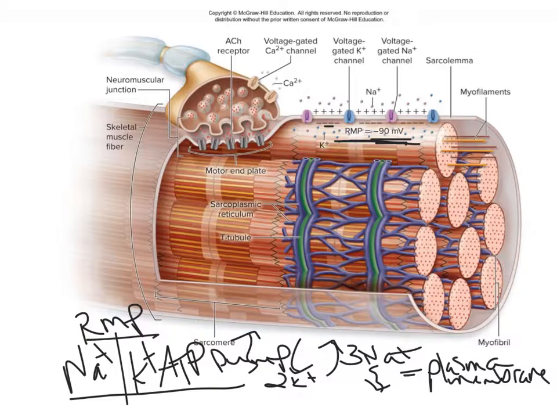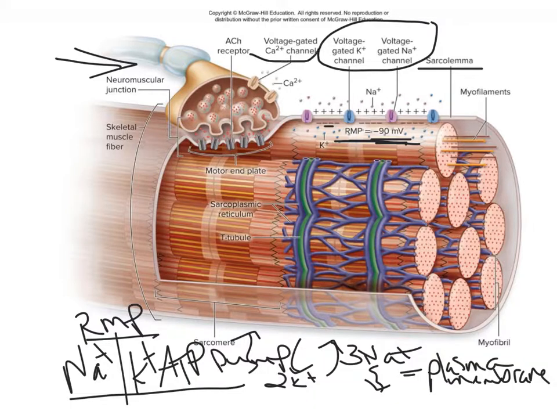And also in place are these voltage-gated channels. There's a voltage-gated channel for potassium and also for sodium. And those voltage-gated channels are on the sarcolemma of the muscle fiber. Remember, with the motor neuron, we had voltage-gated calcium channels on the synaptic knobs of the motor neuron.